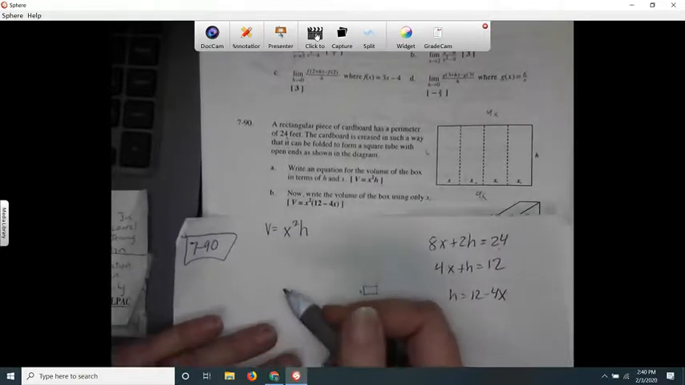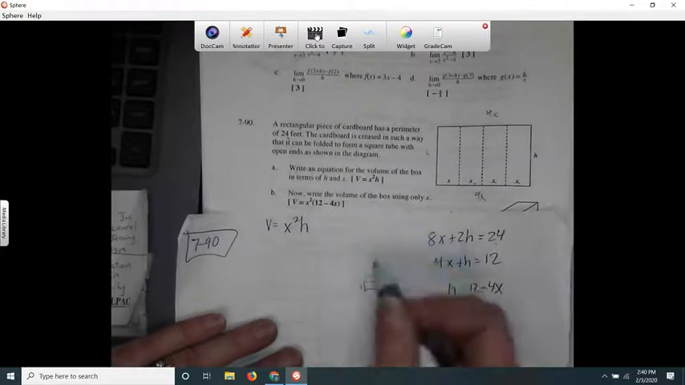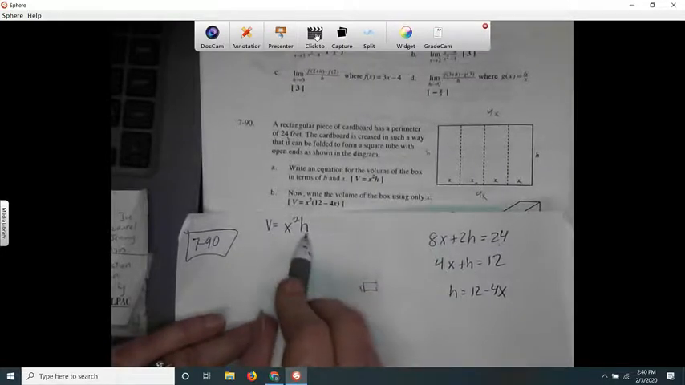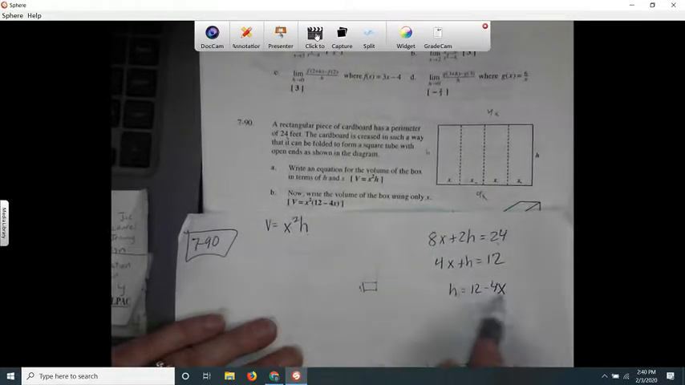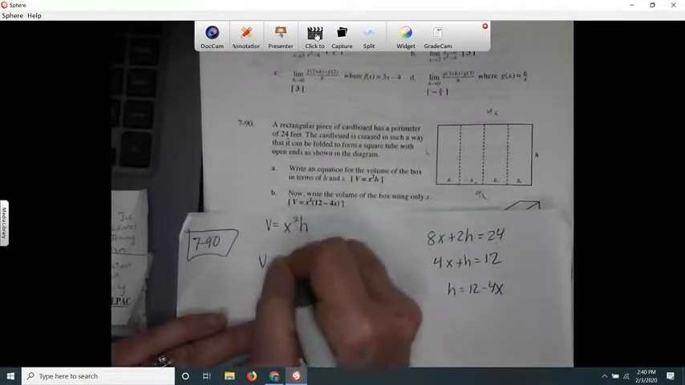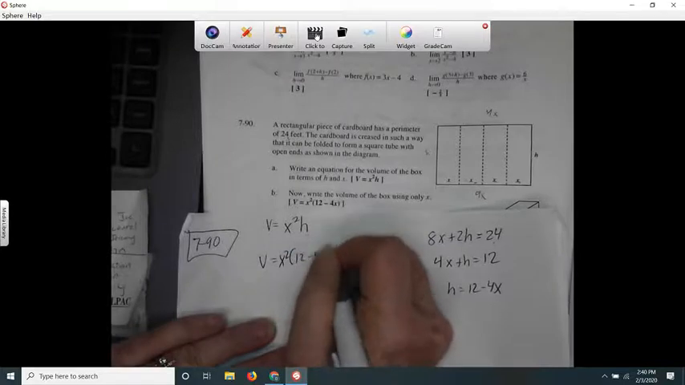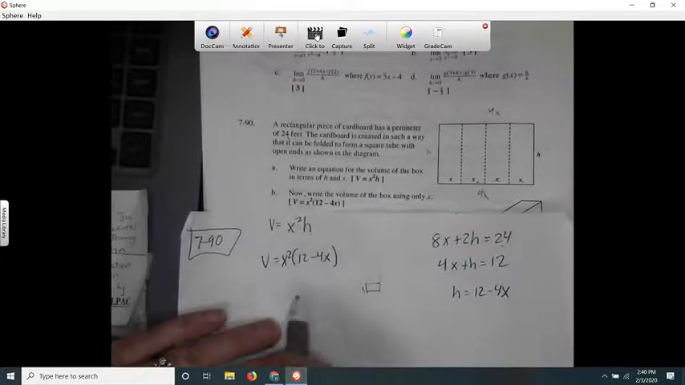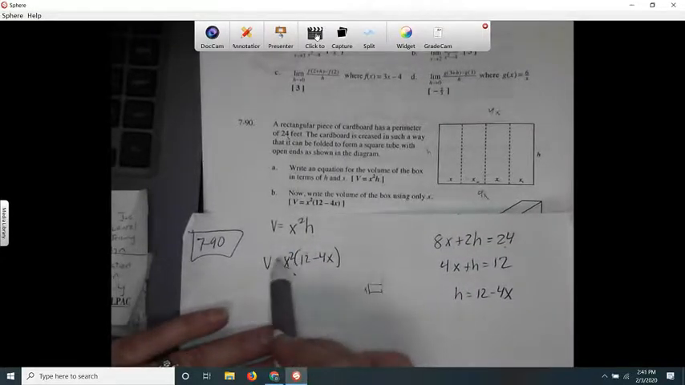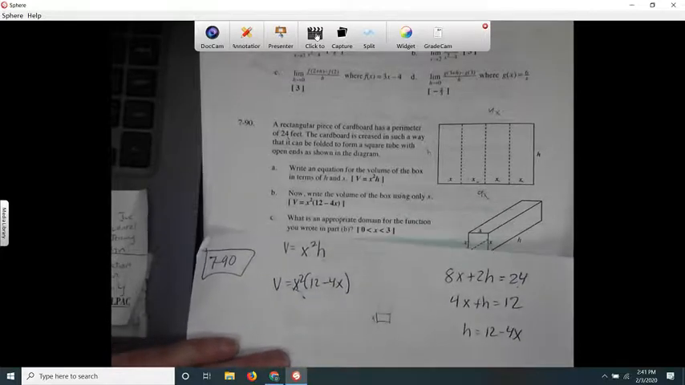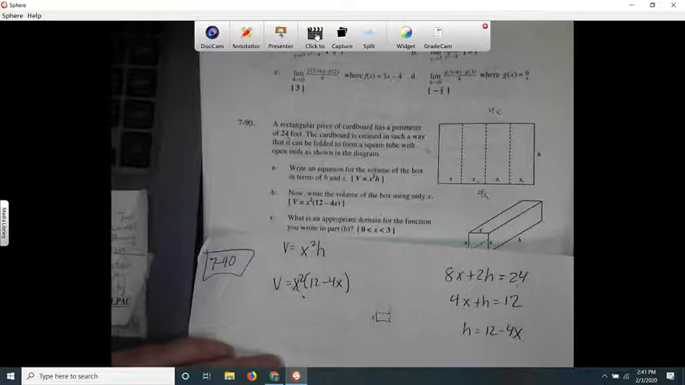So let's do that. Now write the volume. Okay, so instead of h, we're using the 12 minus 4x. Like that. And you could multiply it out if you want to. The book didn't. What is the appropriate domain for the function you wrote in part B?